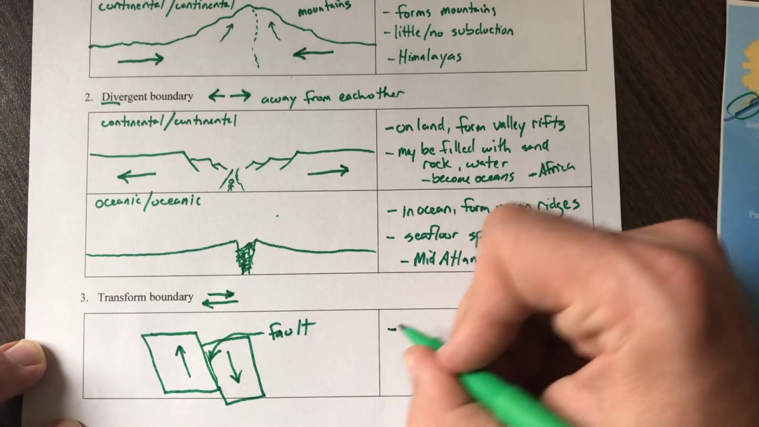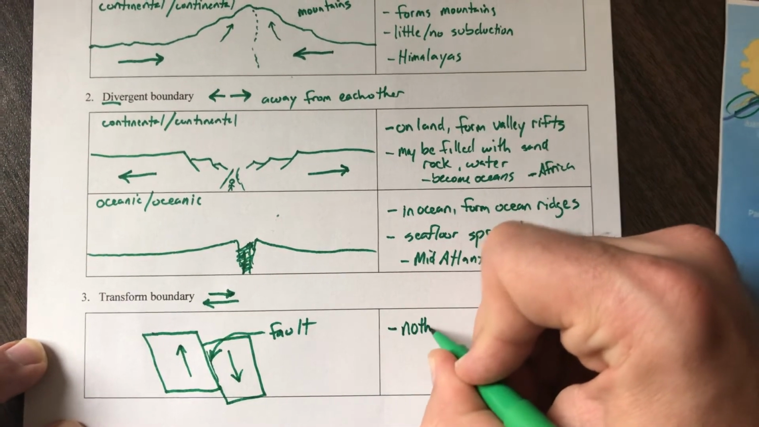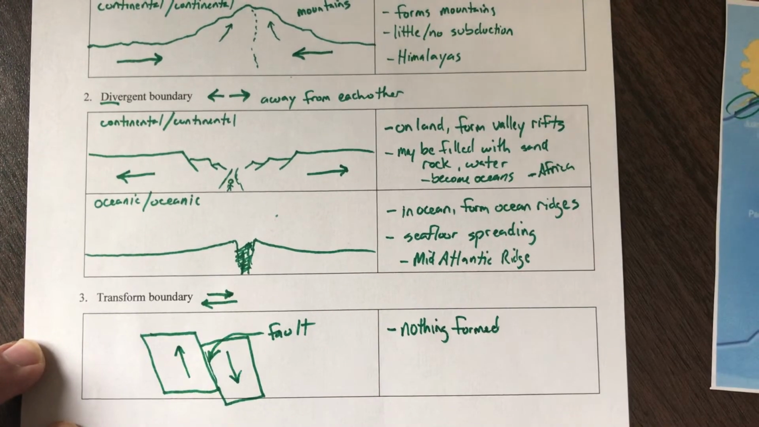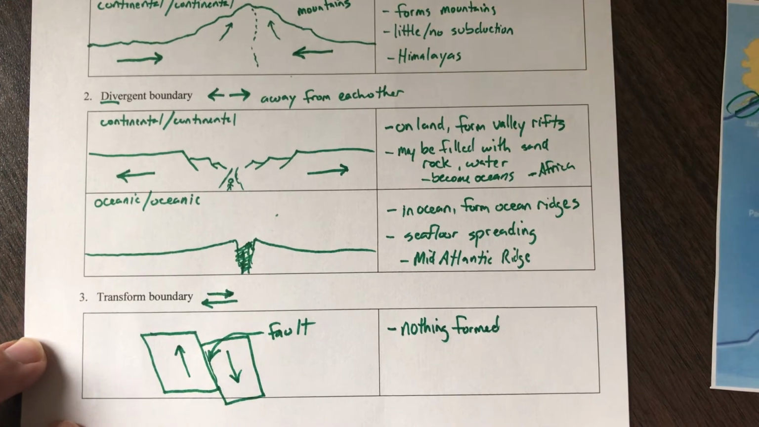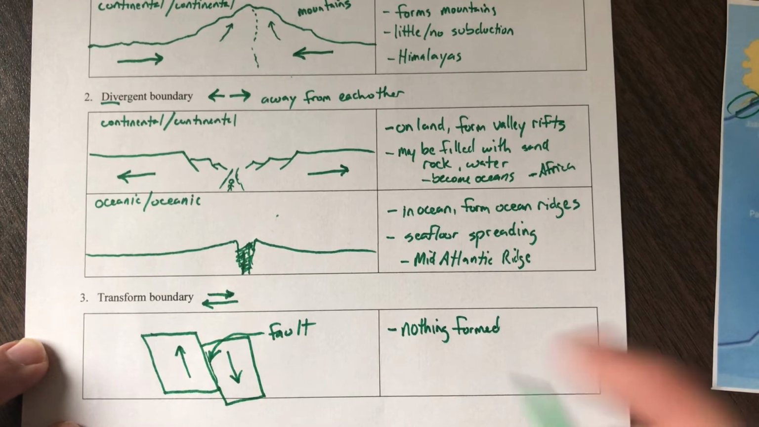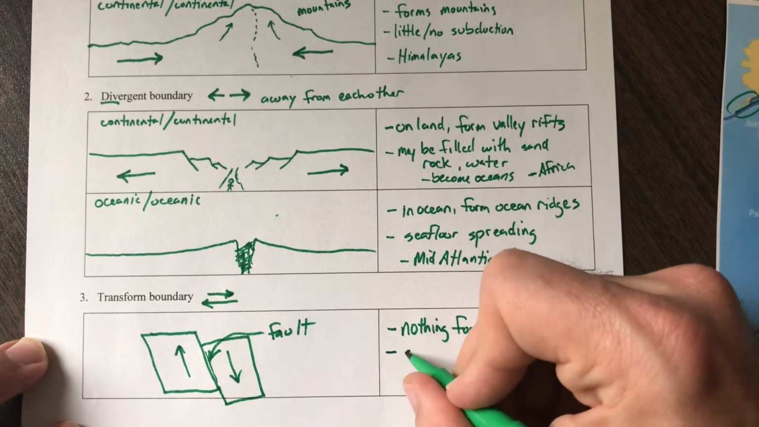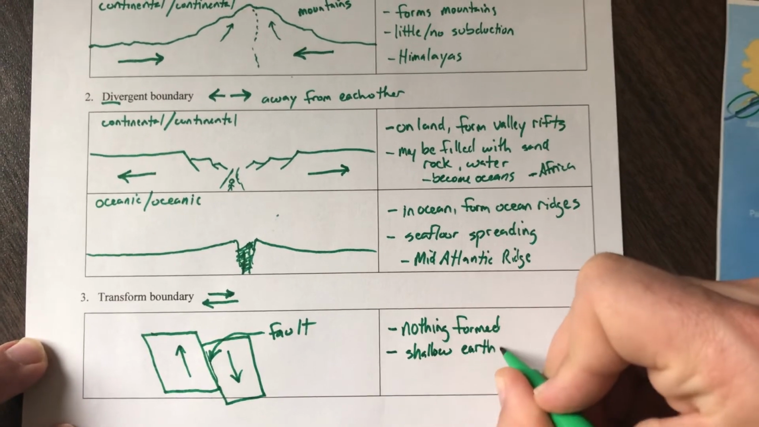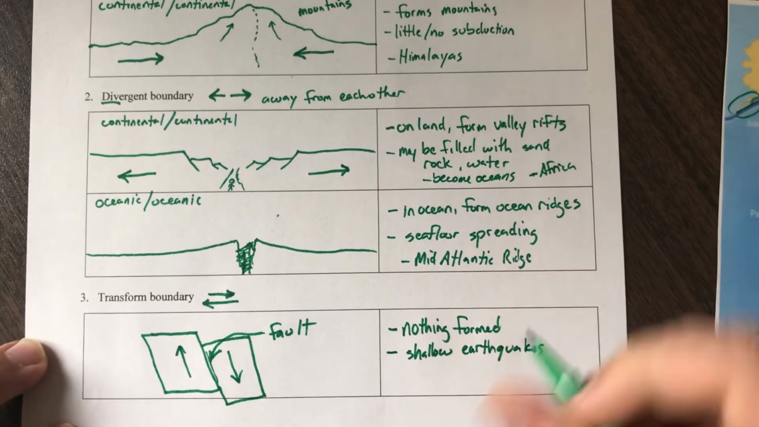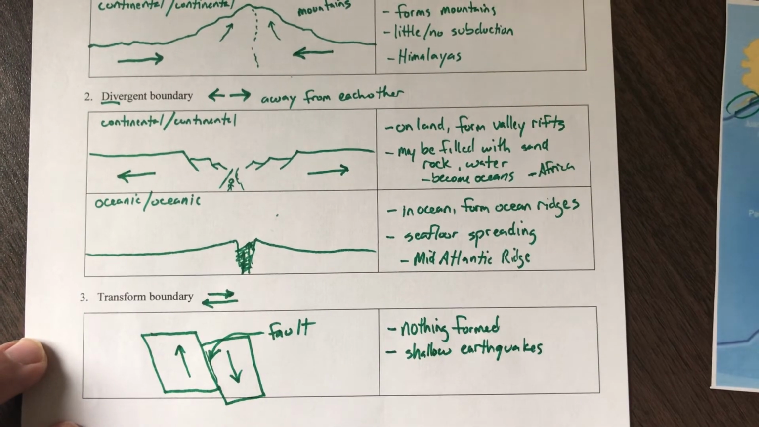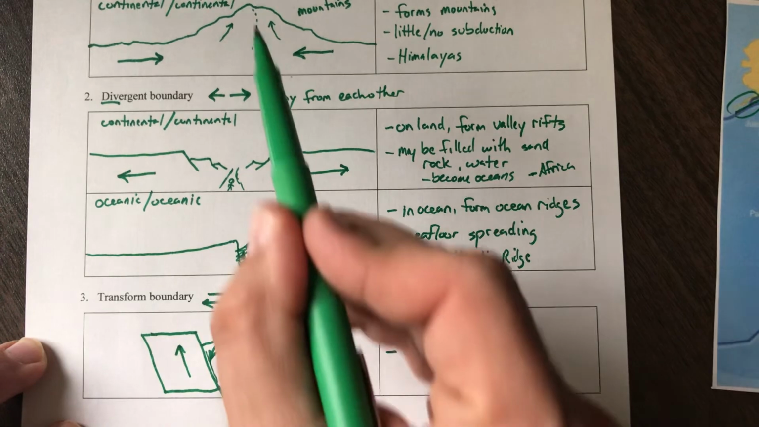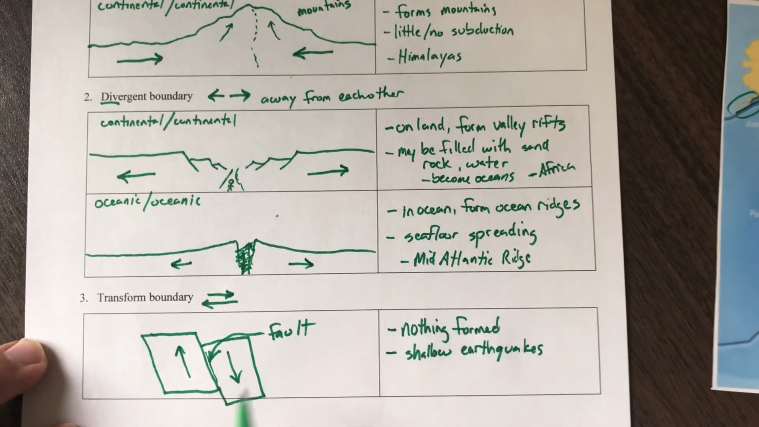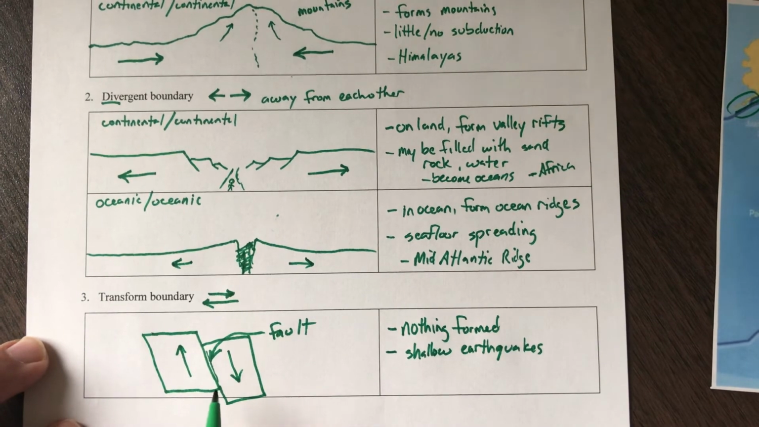Now, there's a couple important things. Nothing is formed here. Okay? Sometimes you get some ripples on the countryside, but you're not going to get any mountains, none of that stuff. You are going to get some shallow earthquakes. Now, all of these boundaries are going to form earthquakes. Okay, if the ground is moving, which they all are, then you're going to get earthquakes. These locations, though, you're going to get really shallow earthquakes.